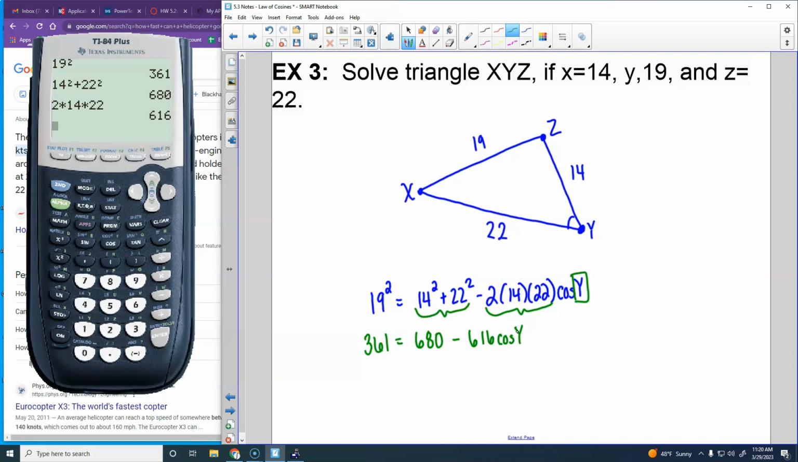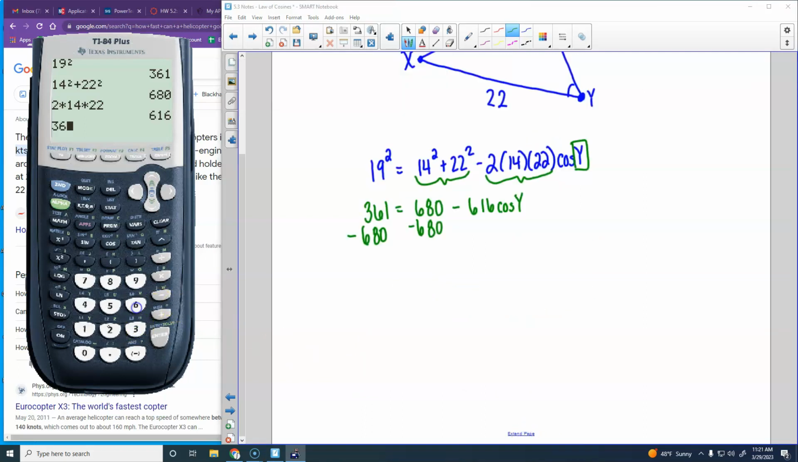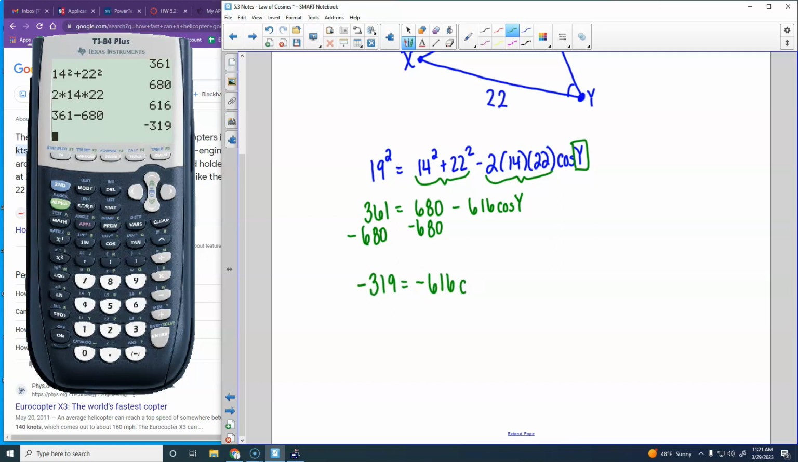It feels like we should be able to do 680 minus 616, but we cannot because this 616 is multiplied by cosine Y, so they are not like terms. So that's why we can't put those two numbers together. So what we've got to do here is subtract the 680. So we're going to get negative 319 equals negative 616 cosine of Y.